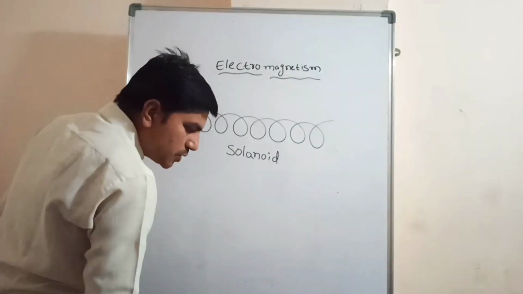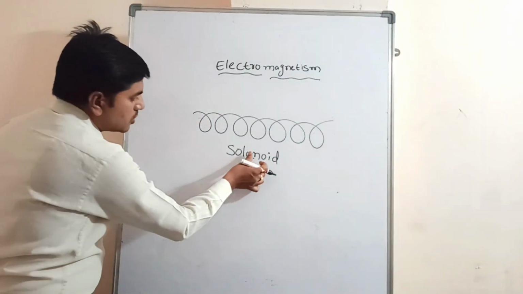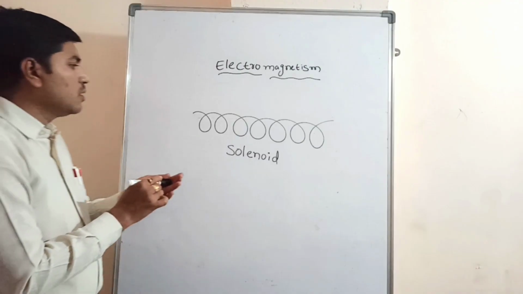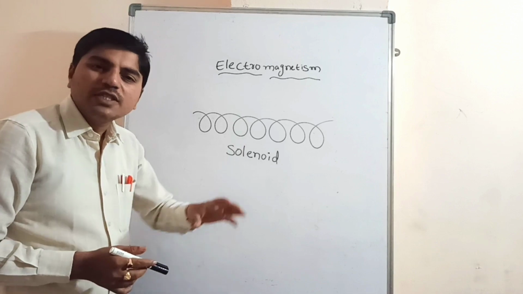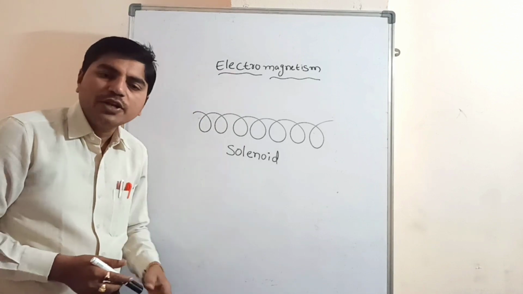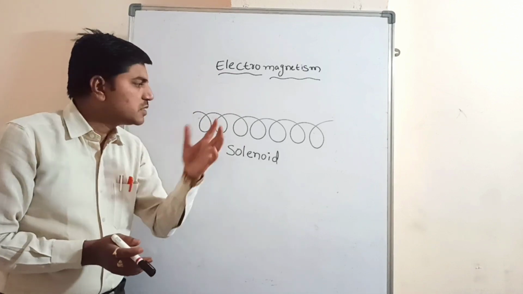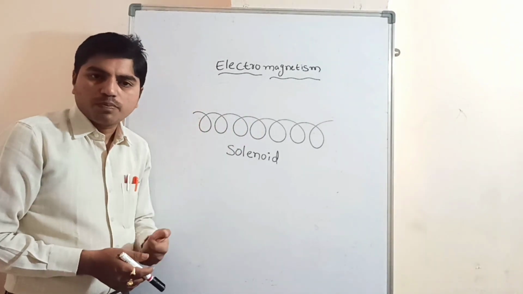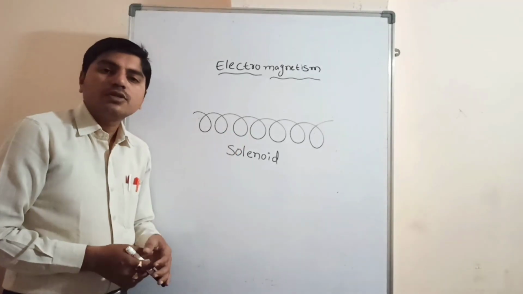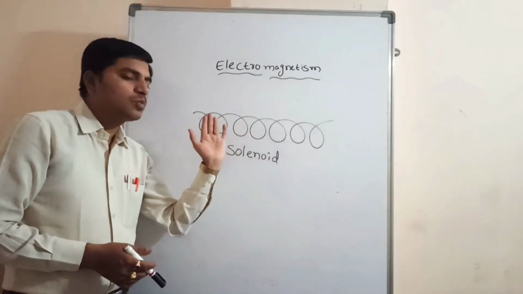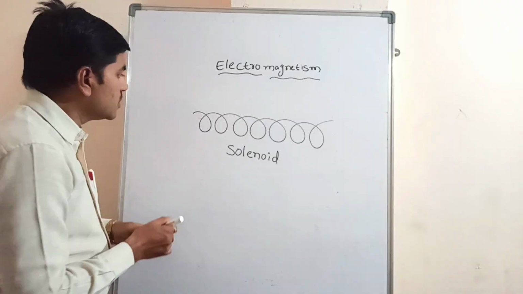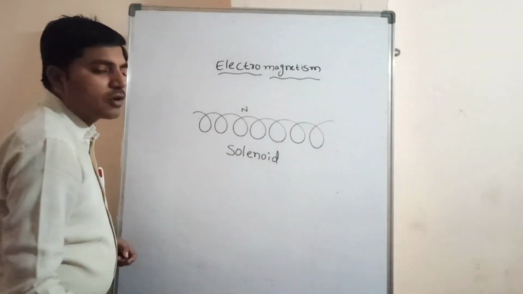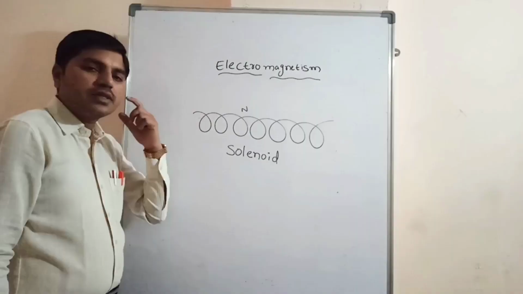This is a solenoid. A solenoid is nothing but a spring type of element. We all already know springs. The spring looks like this. For example, in our pen also, if you press the pen, there is a spring. This kind of spring has a number of turns. For example, in this spring, the number of turns is n. So n turns are there.